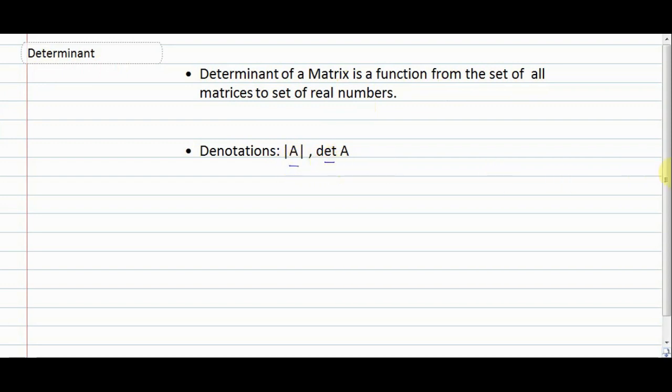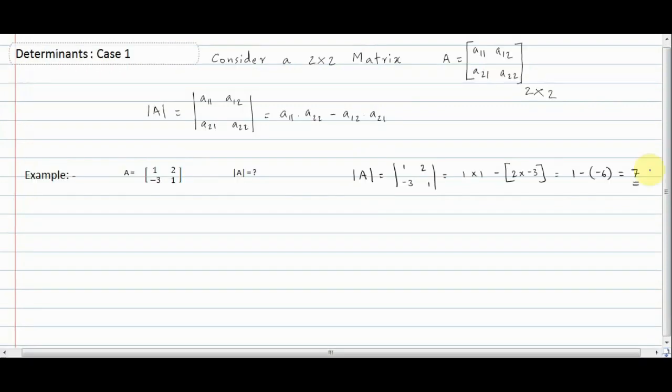Okay, let's consider a 2 by 2 case. How to calculate determinant of a 2 by 2 matrix? Suppose we have a matrix A which is of 2 by 2 size, and if the elements are A11, A12, A21 and A22, we can use this formula to calculate the value of the determinant. So determinant of A will be equal to A11 into A22 minus A12 into A21. So using this formula we can calculate determinant of this matrix.